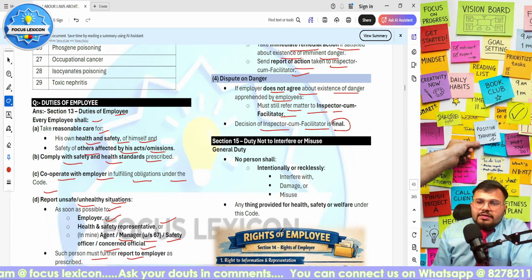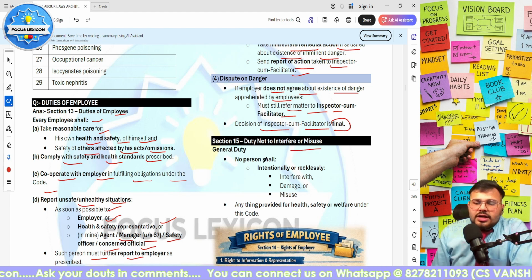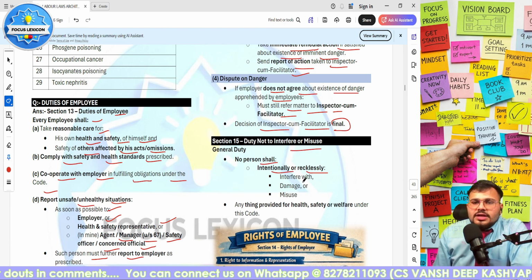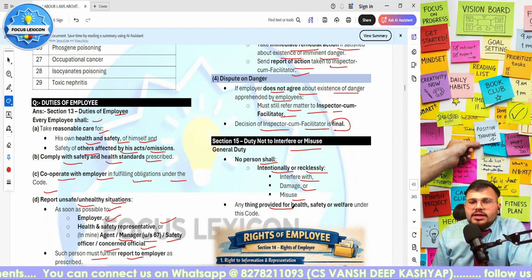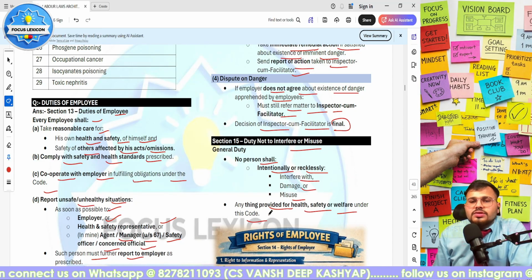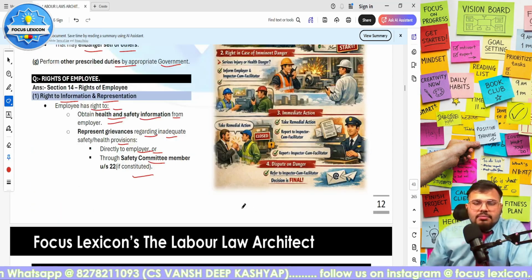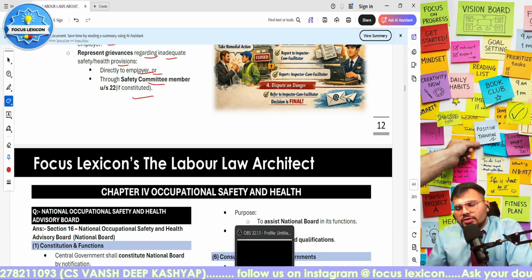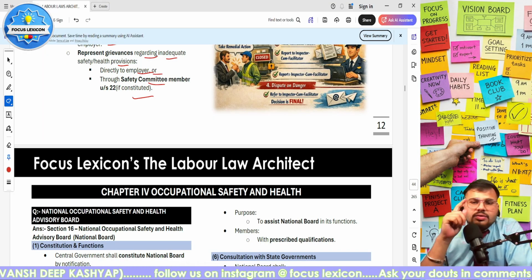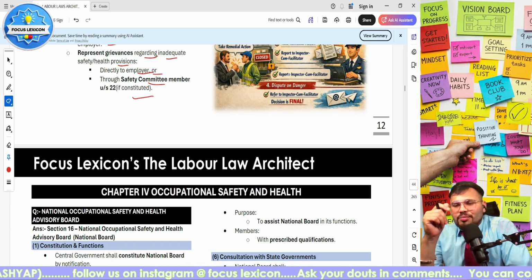Then next is section 50, duty not to interfere or misuse. General duty: no person shall intentionally or recklessly interfere with, damage or misuse anything provided for health, safety or welfare under this code. Like I have given you the example, that person should use the tools very safely and not use the tools for wrong purposes.